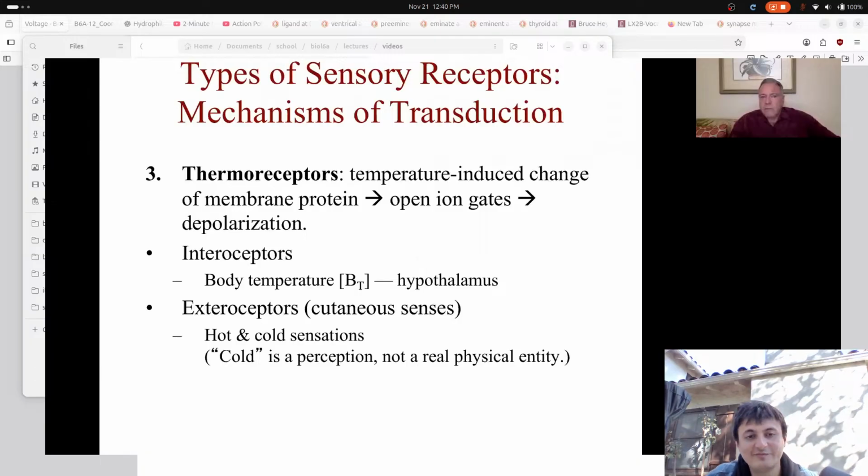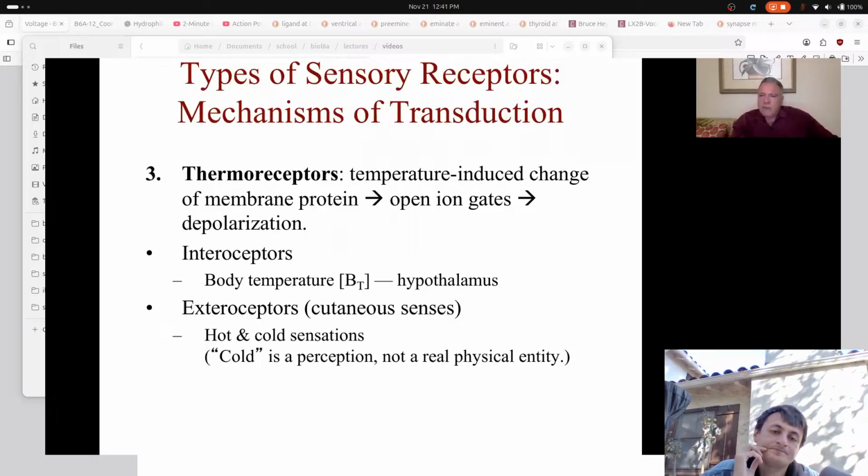And again, we have internal receptors measuring our body temperature, especially those of us that are homeotherms. As part of our homeostatic mechanism, we have to be able to detect when the temperature changes. And then our cutaneous senses also have, right, we feel the environment around us. Is it too hot or not hot enough, which we perceive as cold, right? Cold is not an entity. Cold is not enough heat.